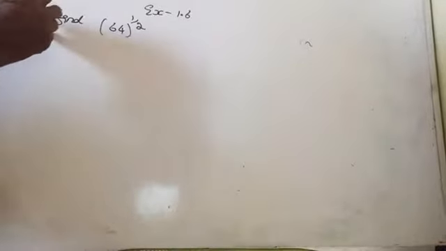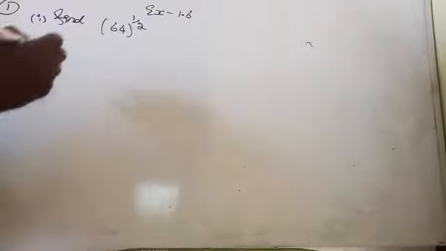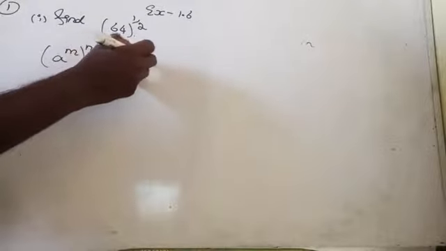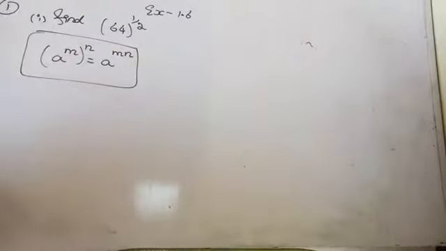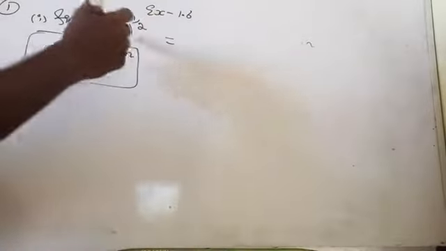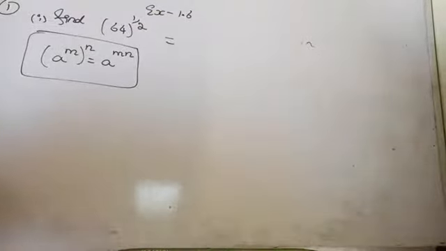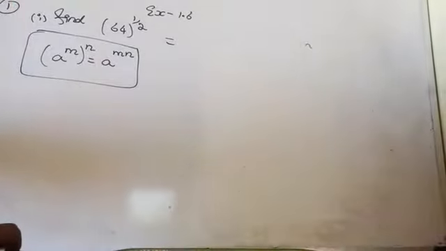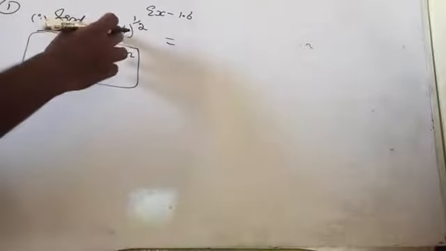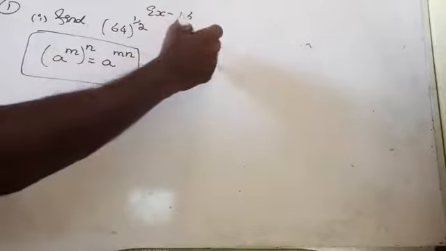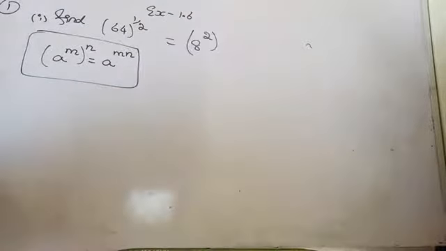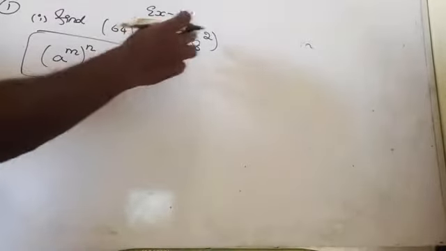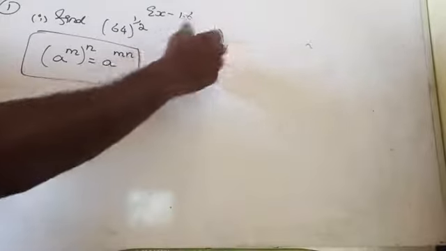First question, first part. I forgot to inform one more law. It's very simple: a power m the whole power n is a to the power mn. Am I right? Now tell me, this 64 can be written with base 2, base 4, or base 8. We will write the power as 2 here, so we can write a to the power 2. 8 into 8 is how much? 64. So you can write 8 to the power 2, the whole power 1 by 2.